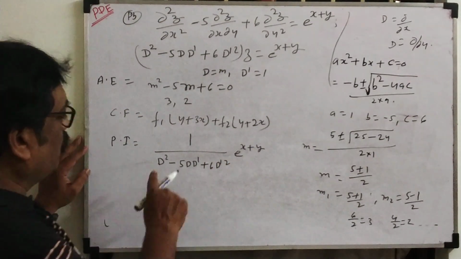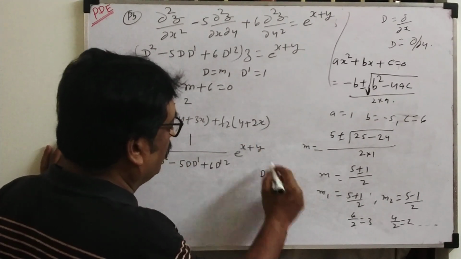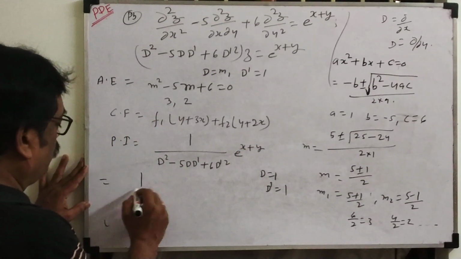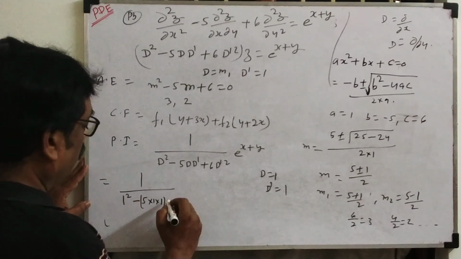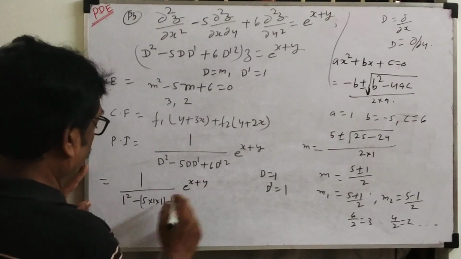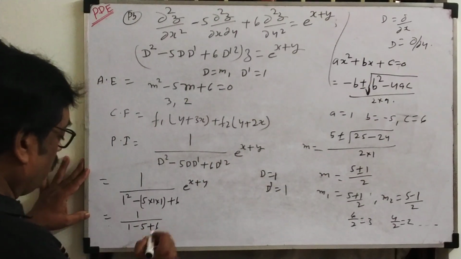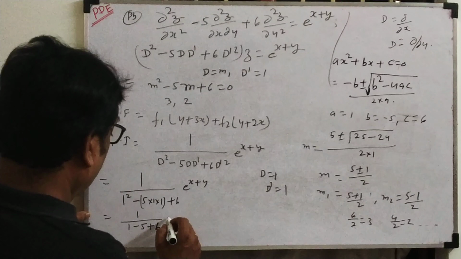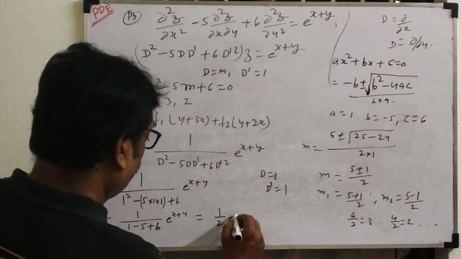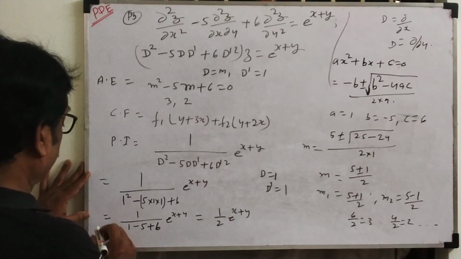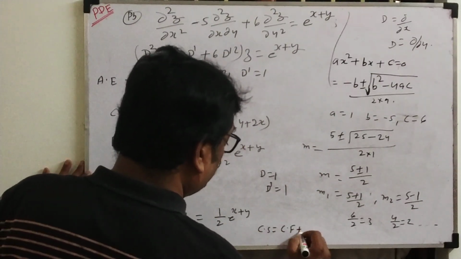Now how to substitute? You already know, here D is equal to how much is given? The x term coefficient is 1. What is D' given here? 1. Substitute these two, so what will come? 1² − 5·1·1 + 6, times e^(x+y). You solve this: 1 − 5 + 6 = 2. So 1/2 e^(x+y). This is the PI. Now the complete solution equals CF plus PI.